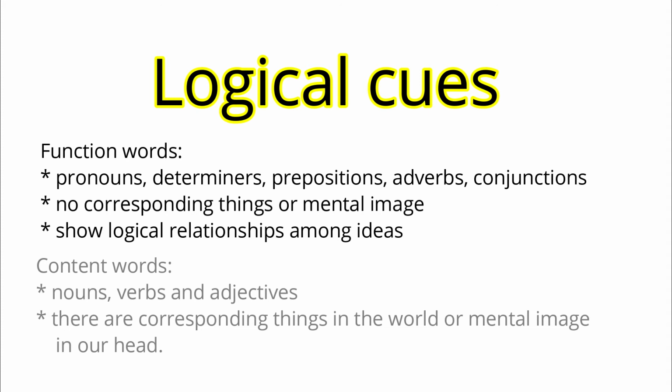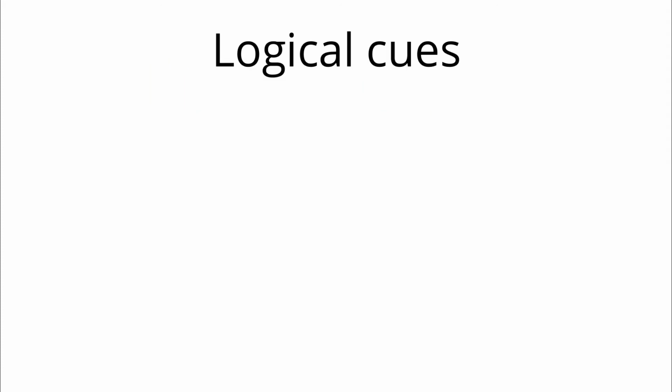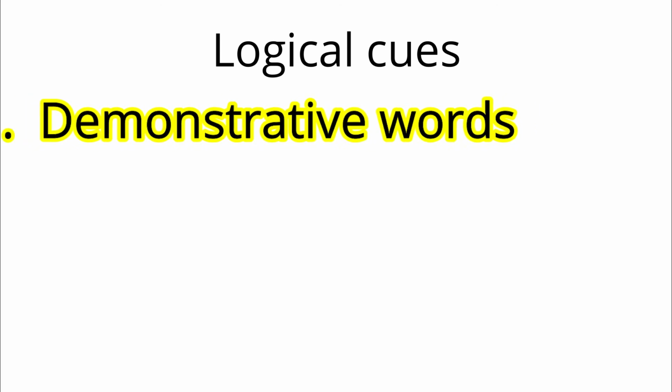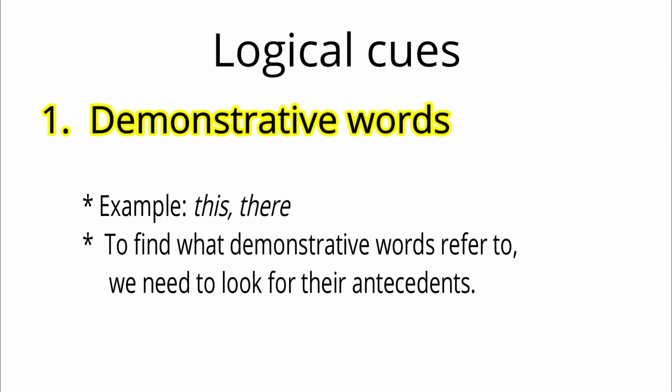Content words normally have corresponding things or states in the world or mental images in our head. By contrast, function words lack clear reference or mental images, and their roles in a sentence depend on which grammar part they belong to. Some function words are used to replace preceding content words. For instance, consider demonstrative words like this and there. We do not have any idea what these words refer to. To find their reference, we need to look for their antecedents, that is, the content words these demonstrative words replace.